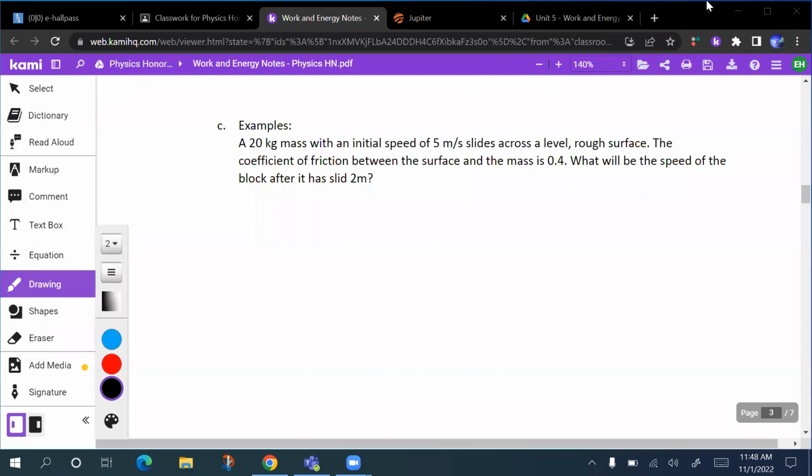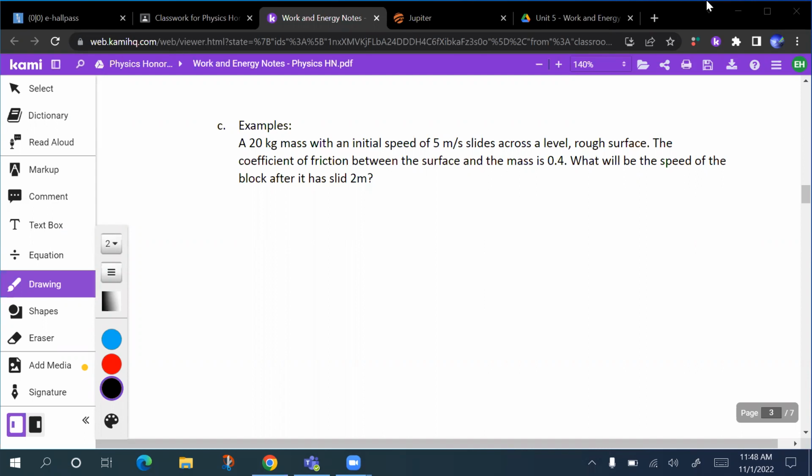So for example C, we have a 20 kilogram mass with an initial speed of 5 meters per second that slides across a level rough surface. The coefficient of friction between the surface and the mass is 0.4. What will be the speed of the block after it has slid 2 meters?